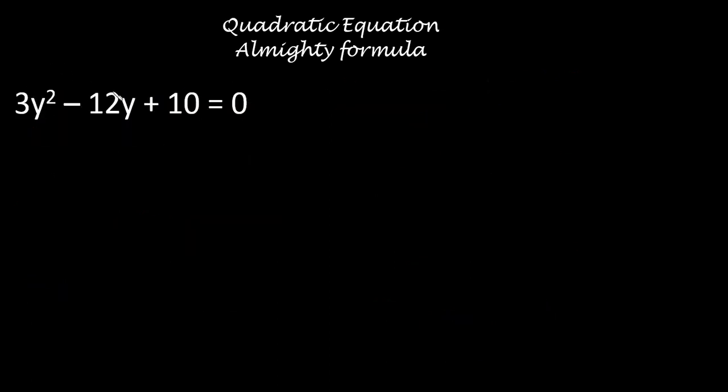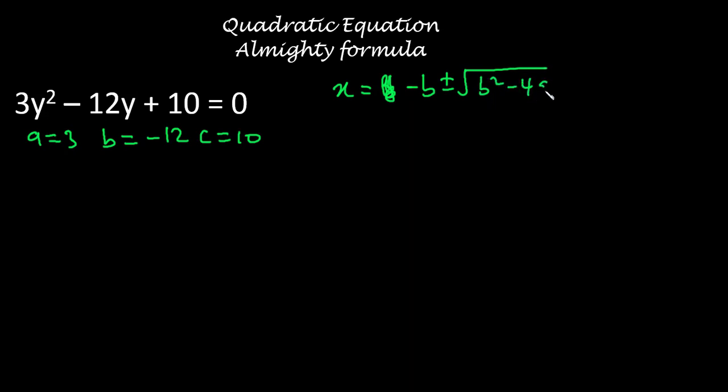So we have 3y squared minus 12y plus 10 is equal to 0. So if we want to solve this question, we take our a to be 3, our b is equal to minus 12, our c is equal to 10. So our x still remains minus b plus or minus square root of b squared minus 4ac, everything over 2a. So when we start from there, we say, what is our b? Is minus 12.